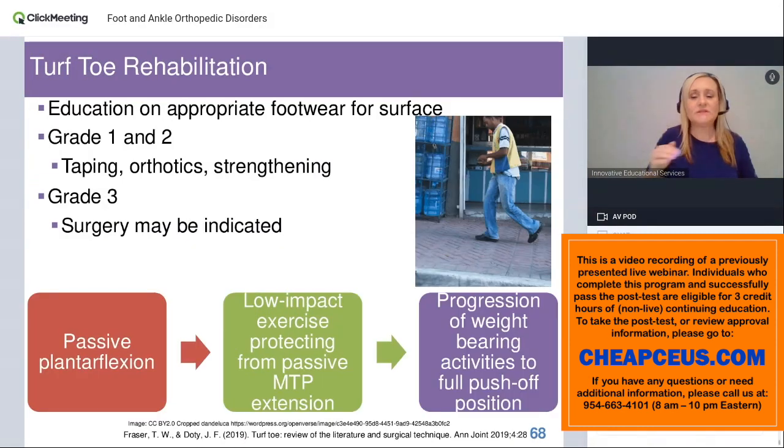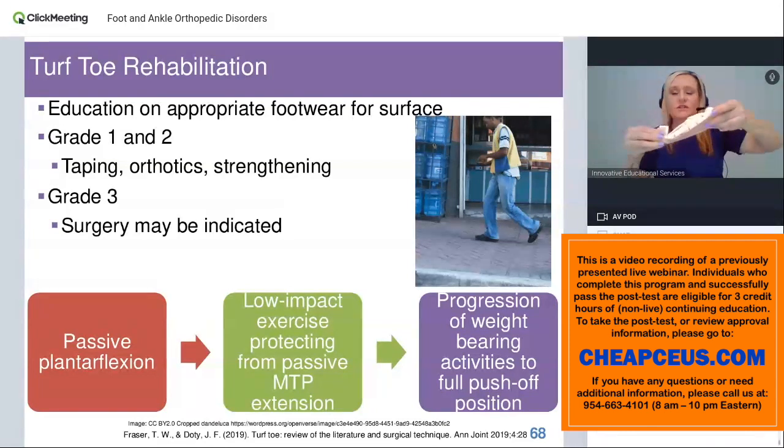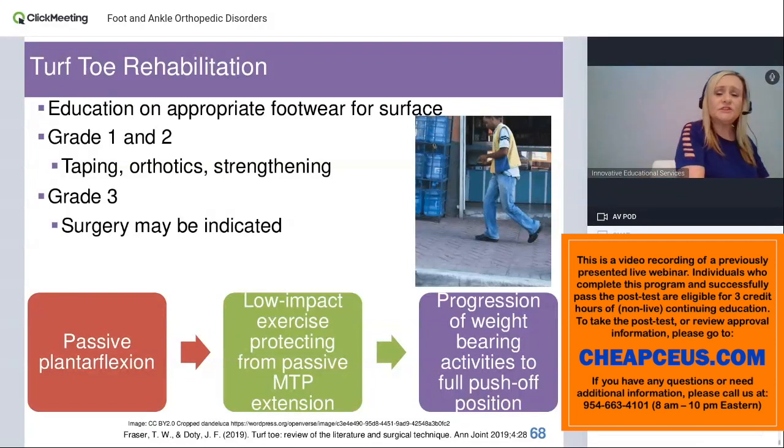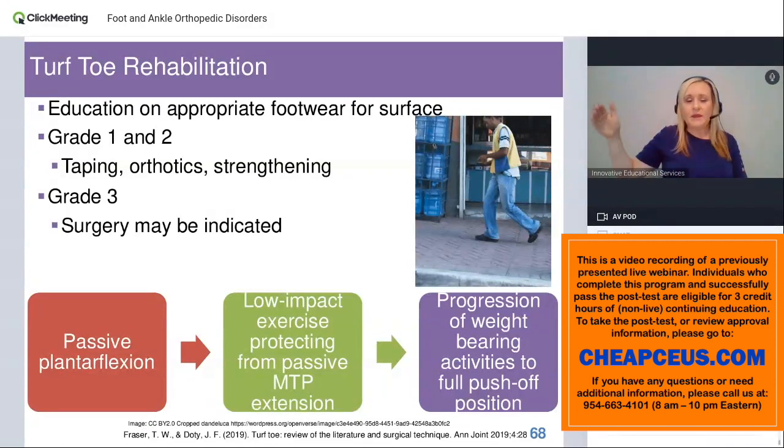Rehab in this case, based on the grade of involvement, may just be some type of taping to avoid going into that hyperextension. And there are different types of tape that can be utilized. If you haven't seen it before, the idea is that we want to avoid, during the terminal phase of gait, stance phase in that push off, that metatarsophalangeal extension. So this type of taping is going to go around the great toe and then come down the foot, so that is going to limit that movement a little bit as the individual's healing. Grade 3 might need surgery.